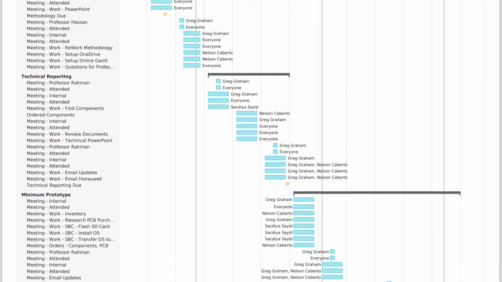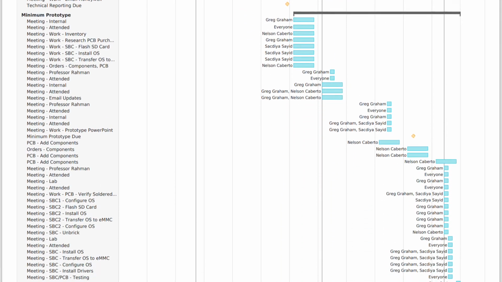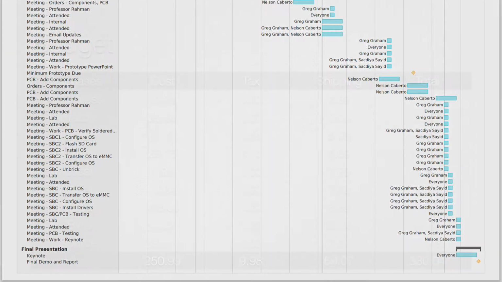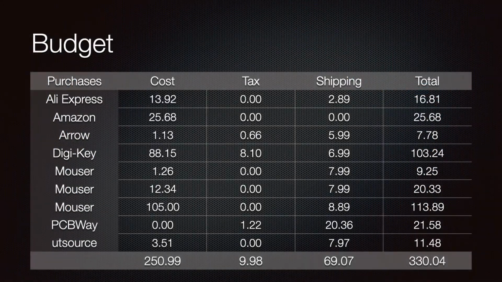Here is our Gantt chart. And here is our budget.